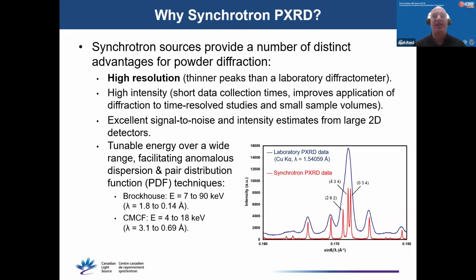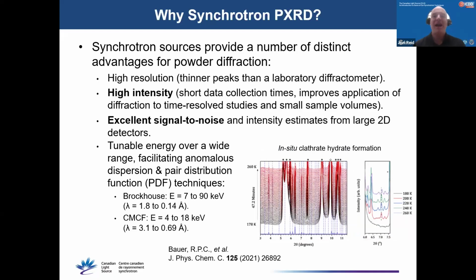Since you can do powder diffraction with lab sources, it's worth quickly reviewing why we want to use the synchrotron for powder diffraction. Many people immediately think of high resolution because thinner peaks can be very important for indexing and solving new crystal structures, particularly for complex structures. High intensity is also a huge advantage because data collection is faster, you can study much smaller samples, and it's very helpful for in situ and operando studies.